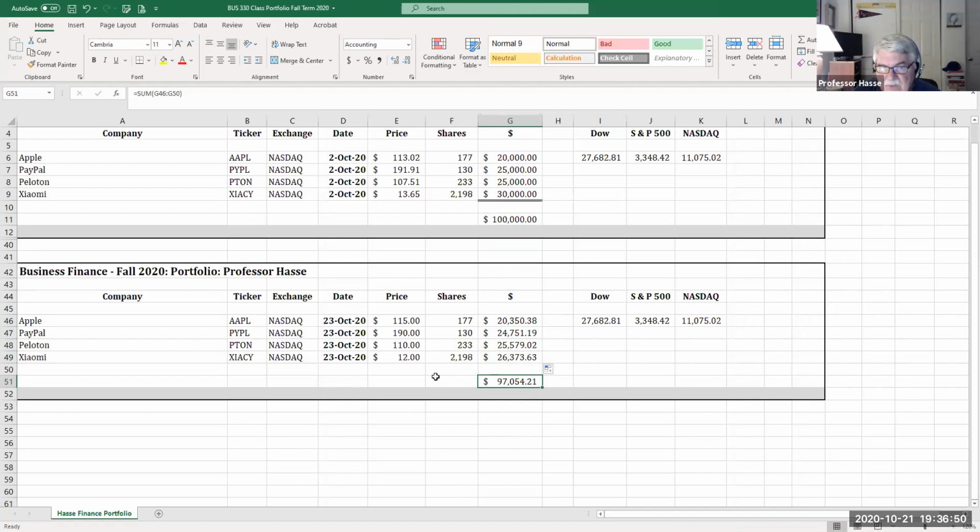All right. So now right here, what I do is I'm going to put a formula in here. Equals, parentheses.